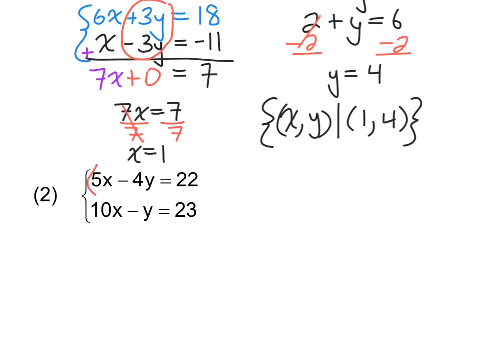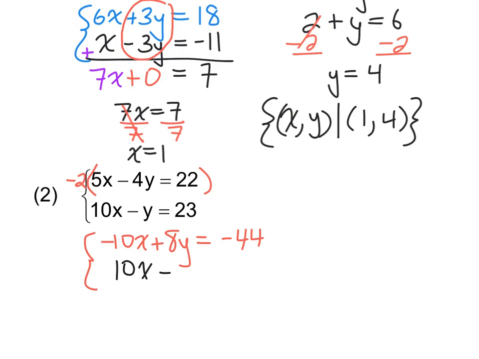I can do that if that 5 became a negative 10, because then they would cancel. So let's multiply the first equation by negative 2. So I'd be looking at negative 10x plus 8y equals negative 44. And then the second one we'll leave as is.